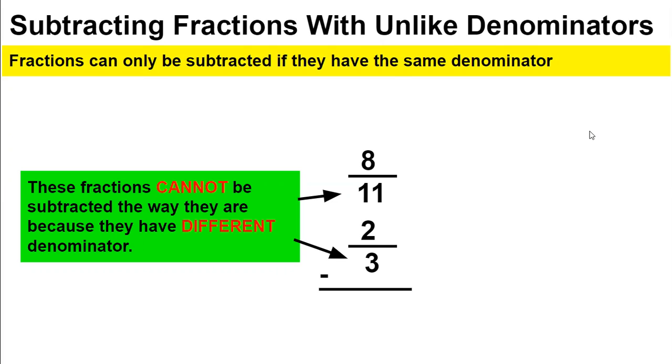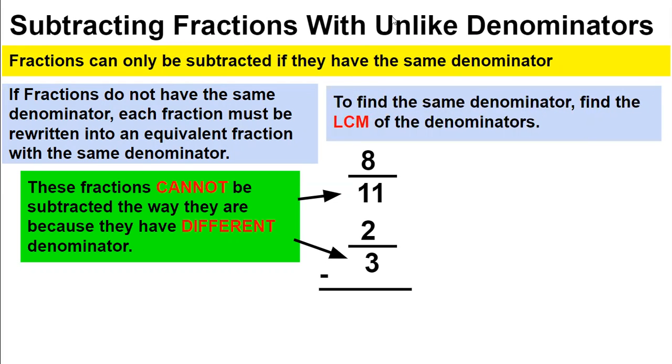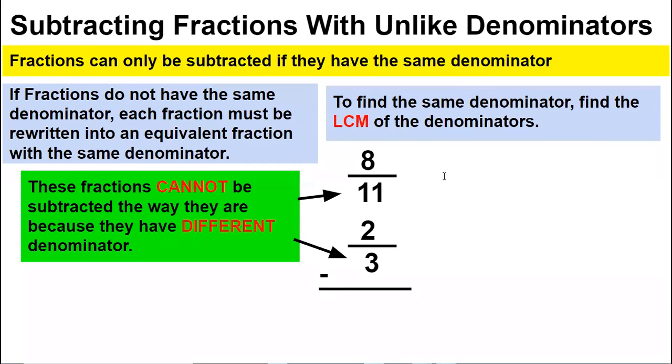So what do we do? Well, we have to find the LCM of 11 and 3. Each fraction must be rewritten into an equivalent fraction with the same denominator, so we're going to use the LCM. If I bring down my tools here, for 11, I'm going to count by 11s: 11, 22, 33, 44, 55, 66, 77. I don't know how far to go, we'll just stop after I get to 99.